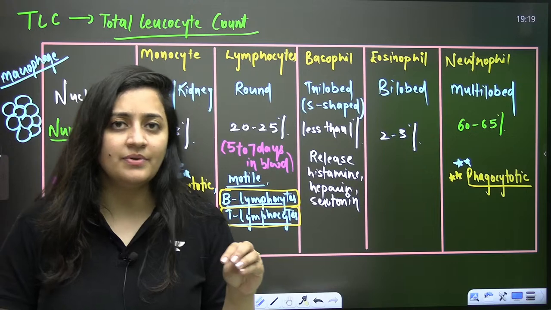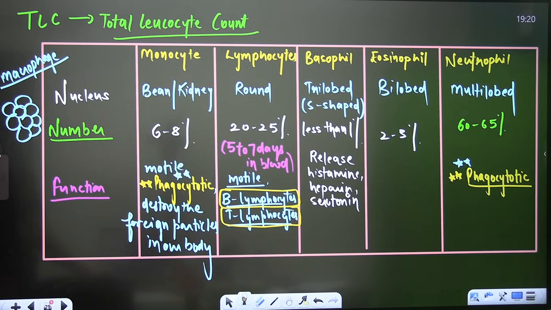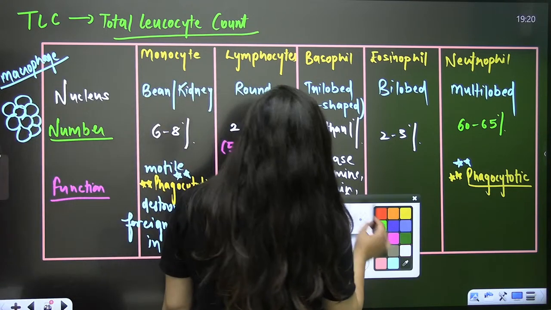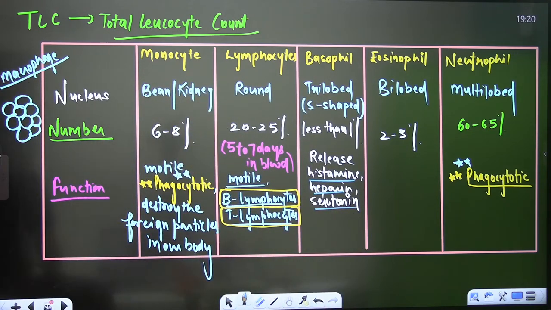Can you tell me what is the role of histamine? I told you that your basophils are going to release histamine, heparin and serotonin. This is a very basic question. So tell me, quick, what is the role of this histamine? Very simple it is.